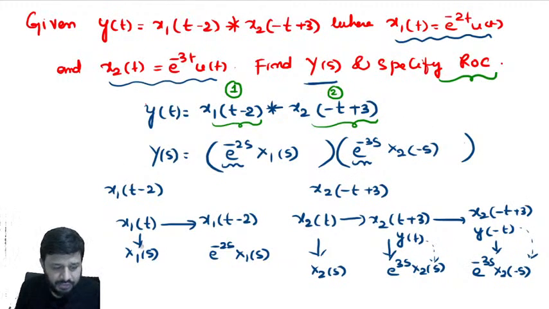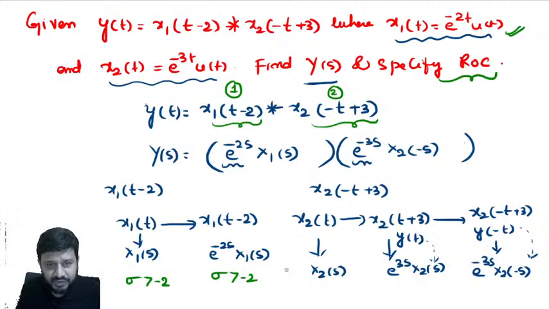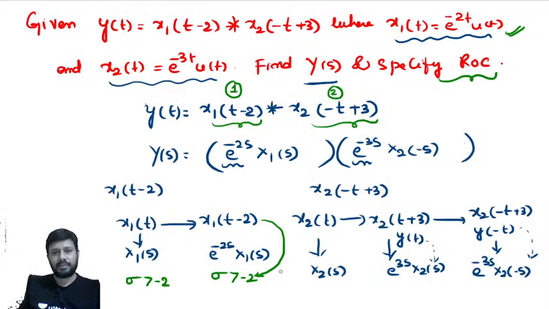Right. What is the ROC for X1 of s? Sigma greater than minus 2. x1 of t is this one, no? Sigma greater than minus 2. Now here if you observe, shifting is done and we know that ROC does not change with shifting. So the ROC for x1 of t minus 2 is sigma greater than minus 2.